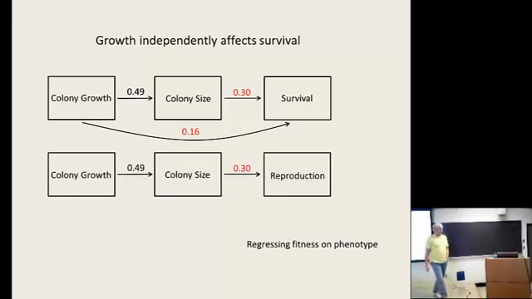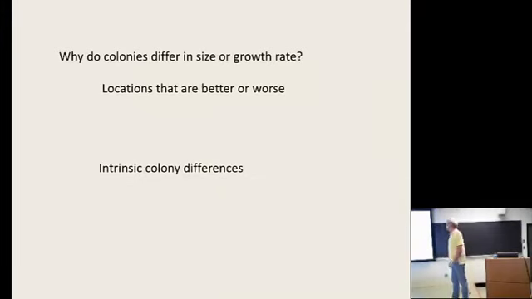So colony growth and colony size vary a lot. Why do locations differ in those traits? Why do colonies differ in those traits? It may be that there are locations that are better or worse for ants. And that seems entirely reasonable. If you take ants and put them in certain locations, you're going to have higher reproductive output or greater survival. Others are going to be bad for ants, and they're going to have low reproduction, low survival rates. On the other hand, there might be intrinsic differences. This is a good colony, and no matter where it ended up, it was just going to have a high reproductive rate.